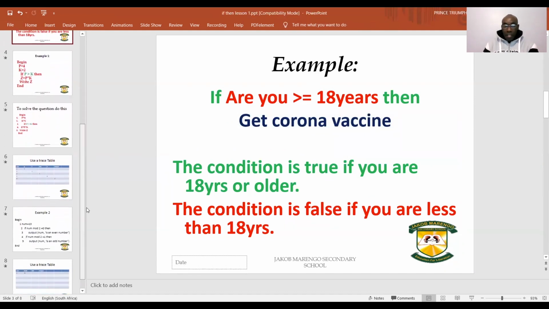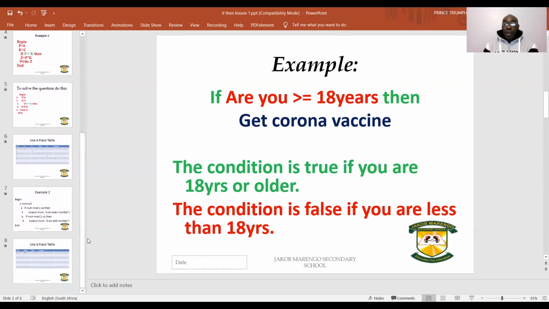In our next lesson, we are going to look at another conditional statement, if, then, else. If then else. That is what we are going to learn next lesson.